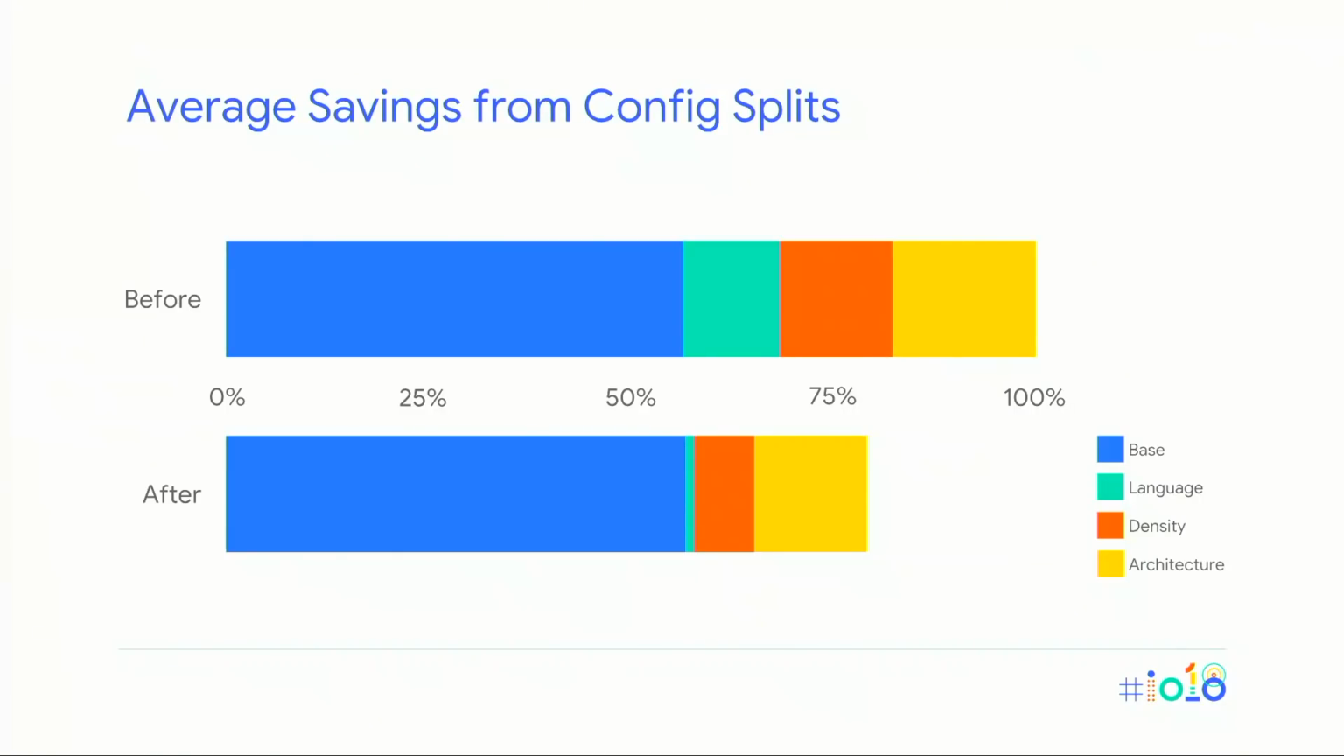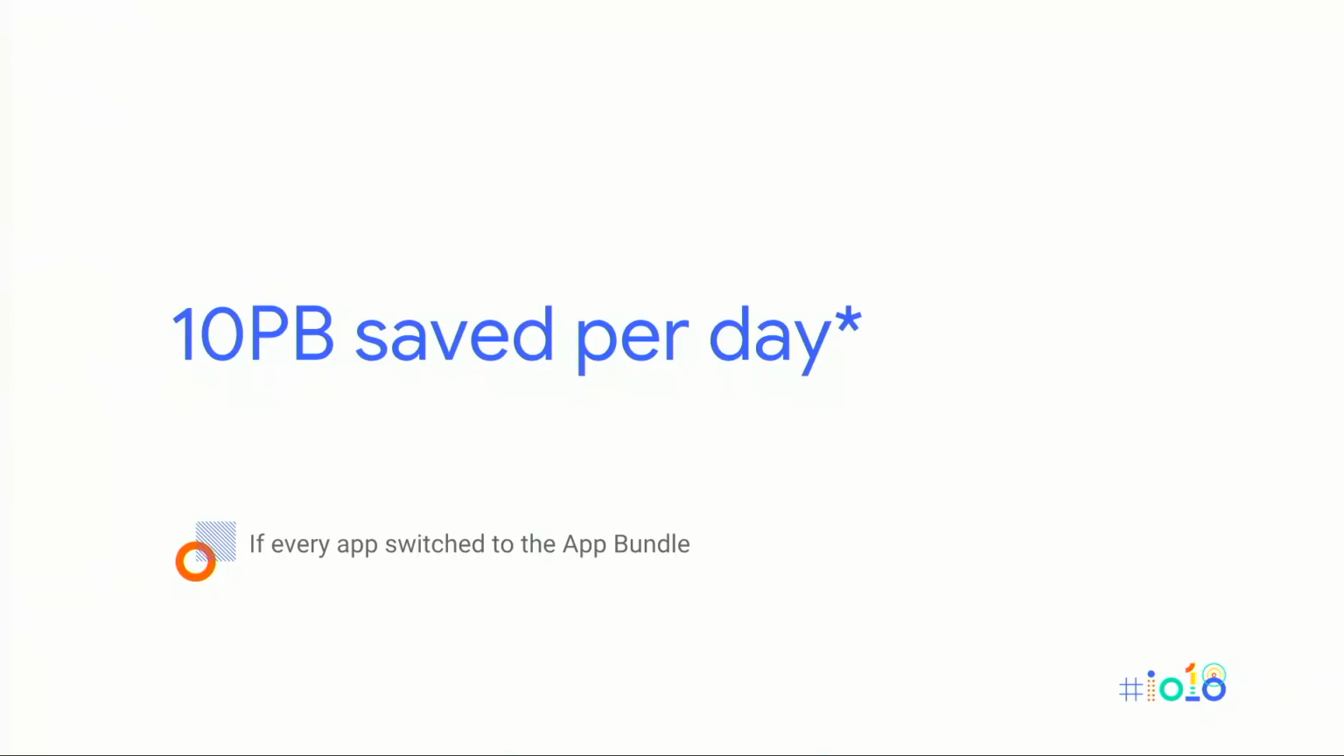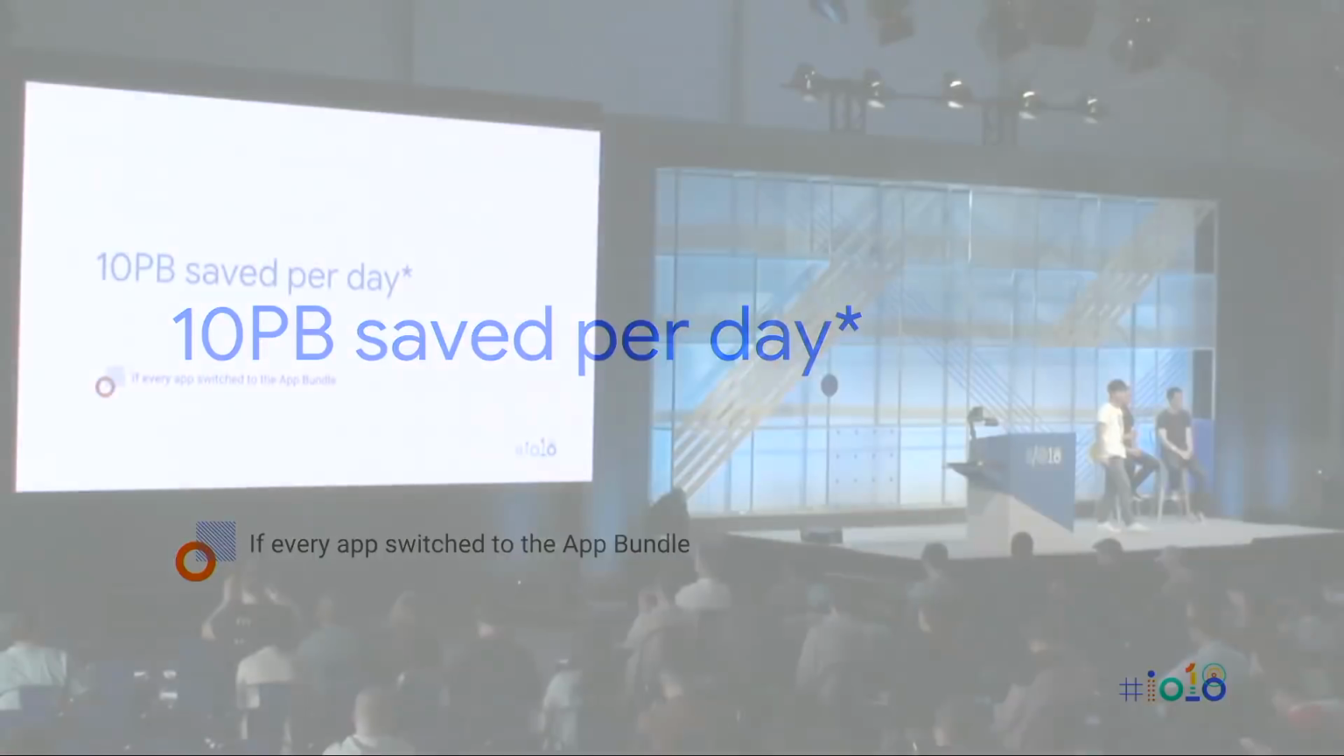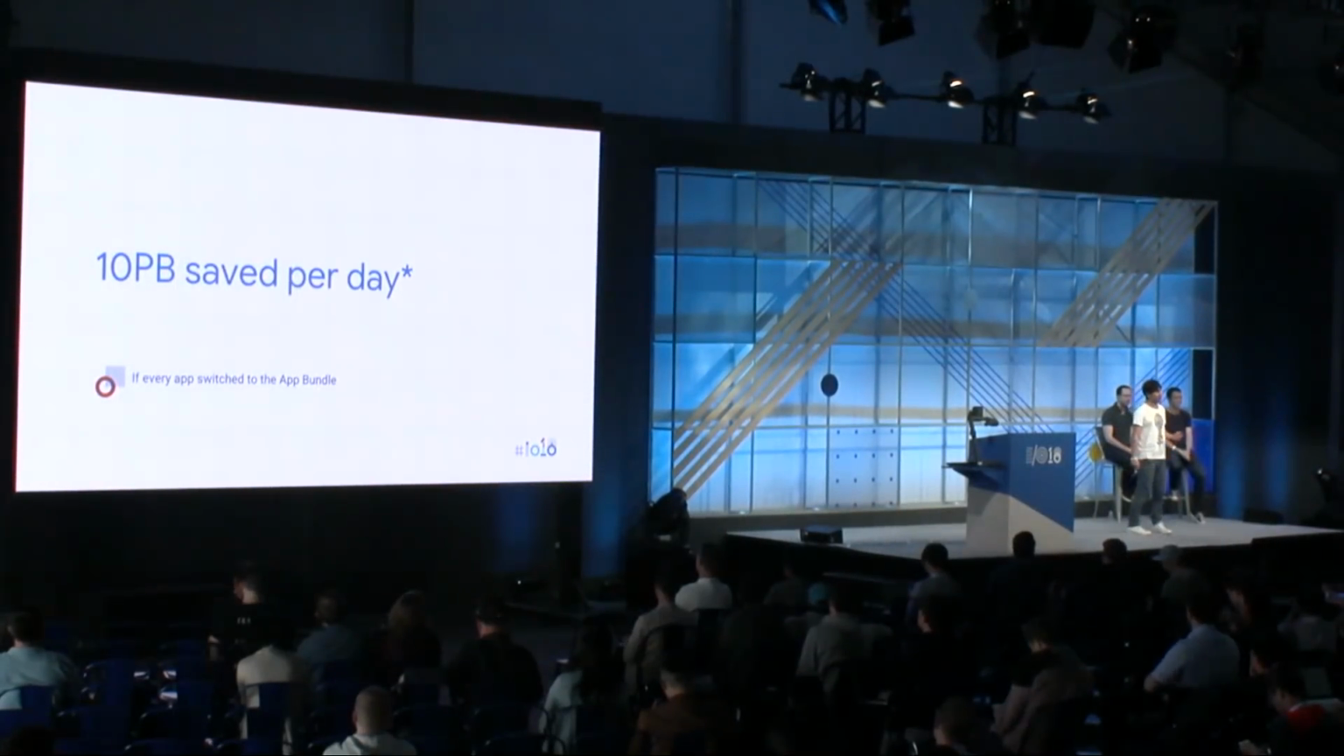This means if every app were to move to app bundles, we would save approximately 10 petabytes of data per day from app downloads and updates. That is 10 million gigabytes or 300 million music videos on YouTube. And on top of that, users could see an extra 300 megabytes of disk space for more photos, more apps, or more music on their devices.